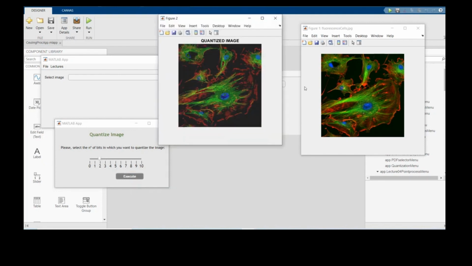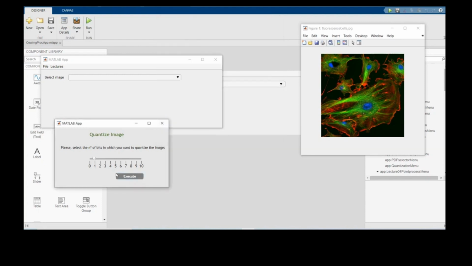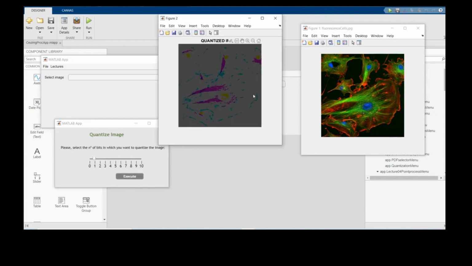Let's look at this one. Now we can see differences. Okay. So with 2, and let's go with 1. Yeah. Now it is completely different.